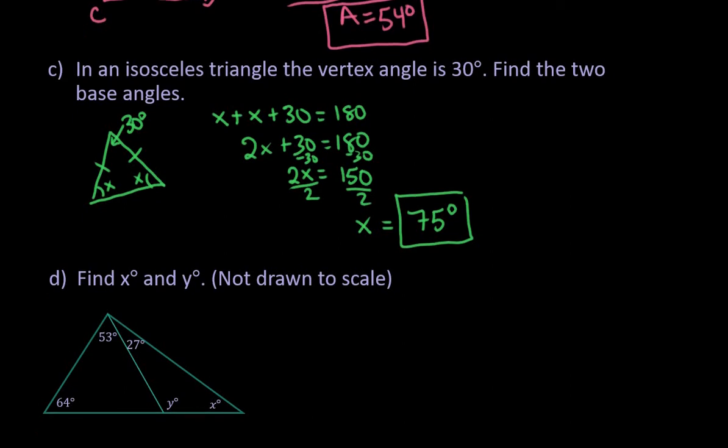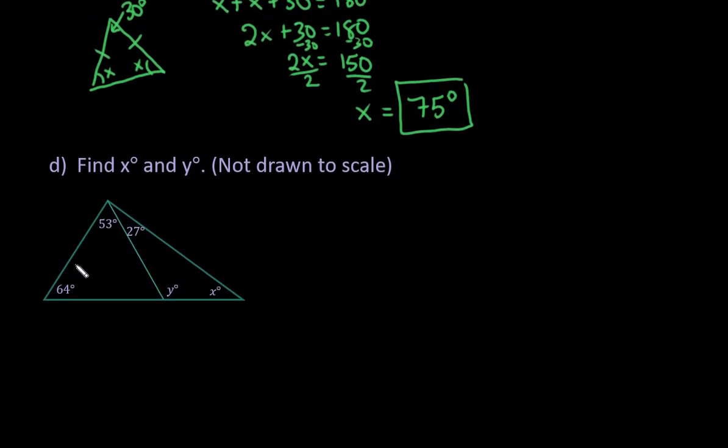All right, and the last one that I have, we actually have a larger triangle with two smaller triangles in there. The 53 degrees is talking about this angle measure here, and the 27 degrees is talking about this angle measure here. Okay, so with this one, I'm going to find x first, and I'm going to use the larger triangle. There's a lot of different ways that you could approach this one, so the way that I approach it isn't the only way that you could get the answer.